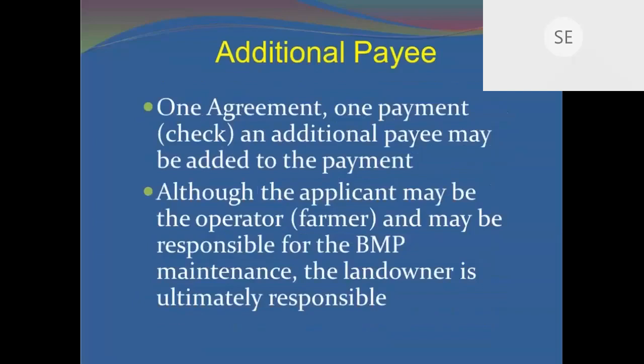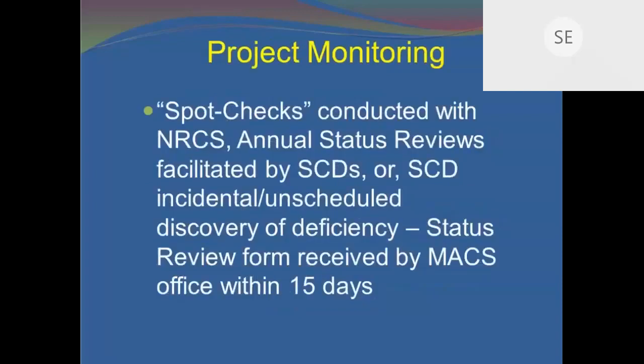When we go to pay out a contract, we typically just write one check for each agreement, but we can have an additional payee added to the payment as a two-party check. Again, we only do one payment for a project, but with a two-party check, the landowner, if it were set up that way, would know how much his operator got paid for a project. And as I've said here, although the applicant may be the operator, and the farmer may be responsible for the BMP maintenance, the landowner is ultimately responsible for the practice. Project monitoring during the life, as I said, either 10 years or 15 years.